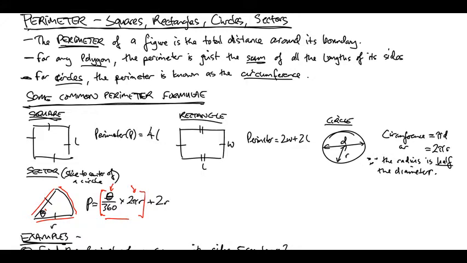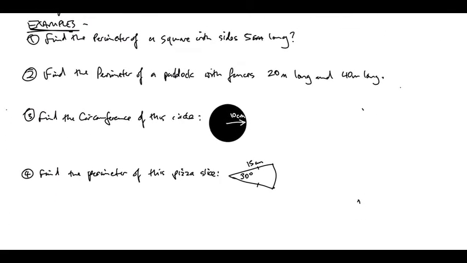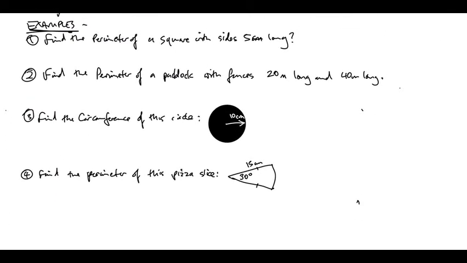So just to go through some examples, here we have, find the perimeter of a square with sides 5 centimeters long. Perimeter is going to be 4 times the length of one of the sides, which is 5. So it's going to be 4 times 5. It's going to be 20 centimeters perimeter.